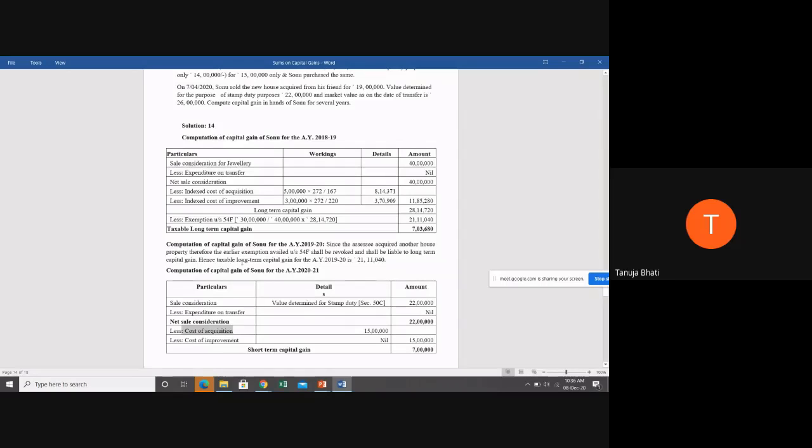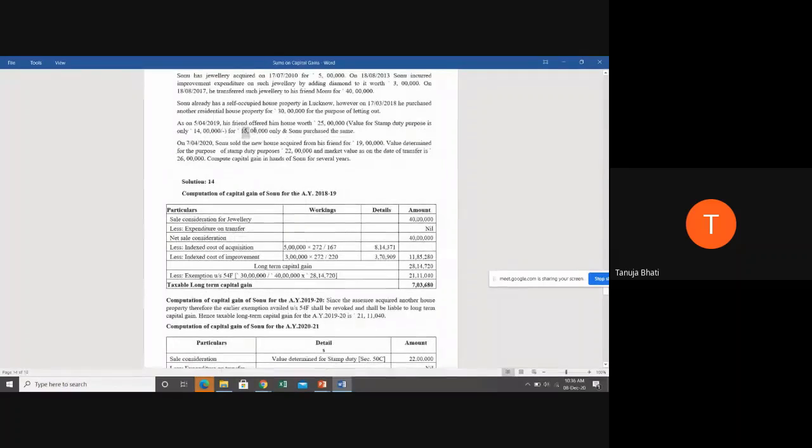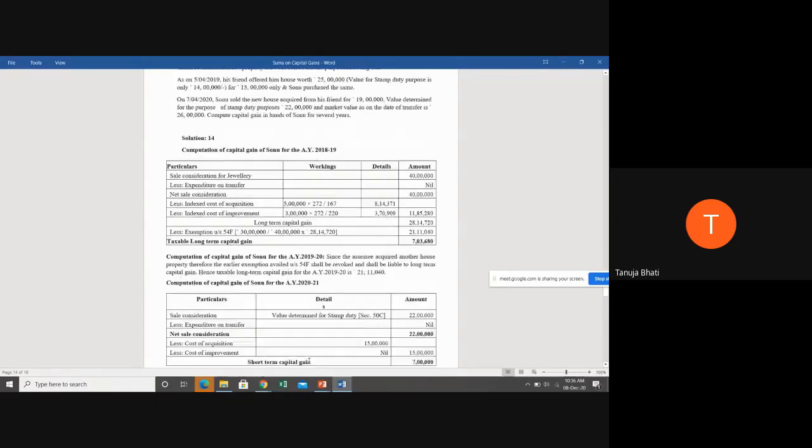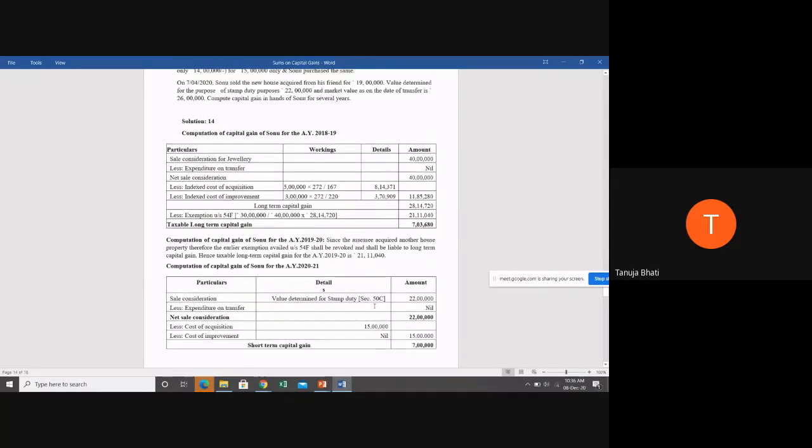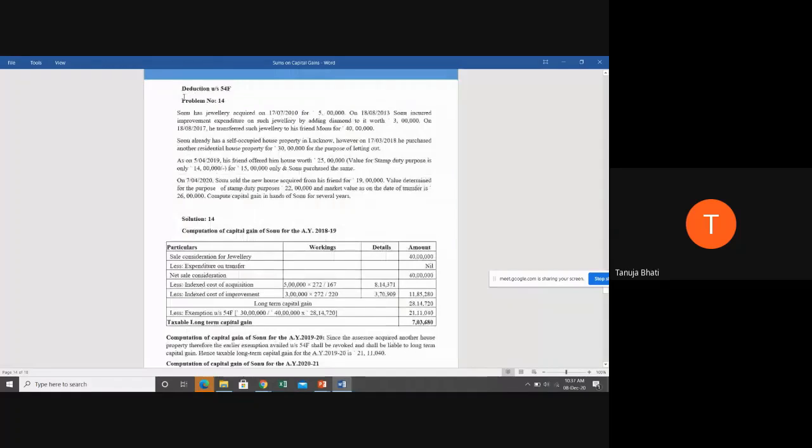Cost of acquisition. For what cost did he acquire this? We know that he had acquired it for 15 lakhs. So less cost of acquisition, we have taken 15 lakhs. There is no cost of improvement. Short-term capital gain is 7 lakhs, that is 22 lakhs minus 15 lakhs. So did everyone understand this problem? Section 54F.